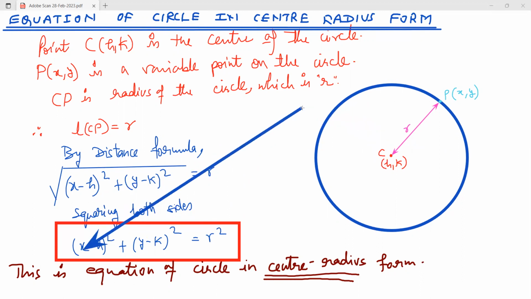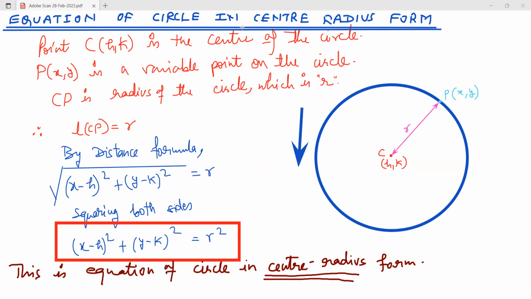Okay. What are x and y? They are the coordinates of variable points which can be anywhere. Don't think that the variable point is always here. It can be here, here, here, here. It can be anywhere, and that is why the coordinates are x comma y. So once again, the equation of circle in center radius form is (x minus h) square plus (y minus k) square is equal to r square.